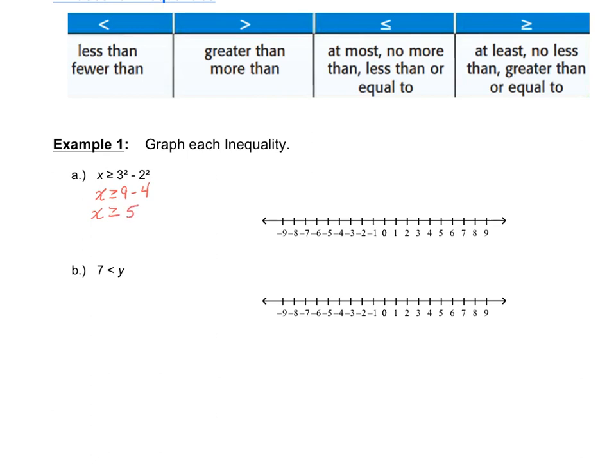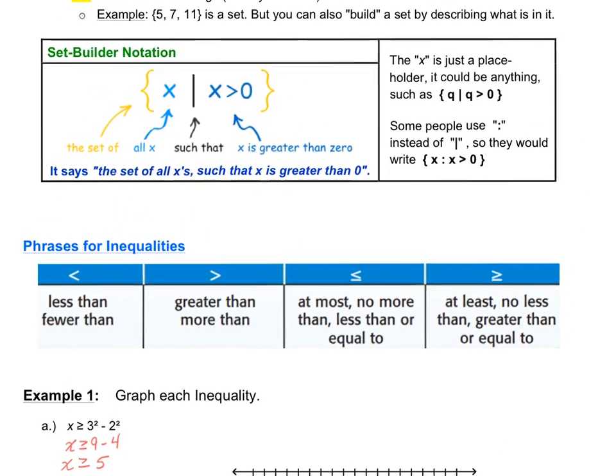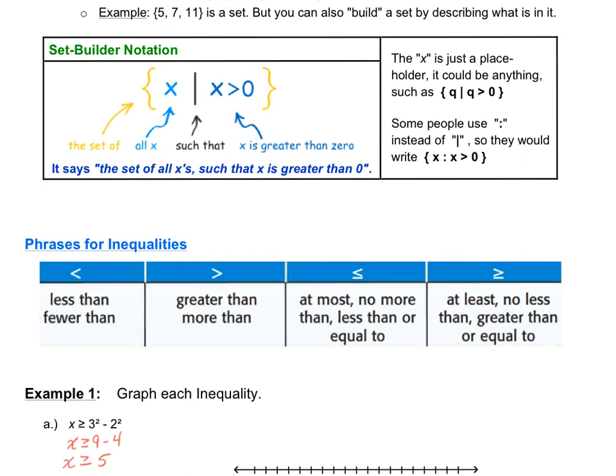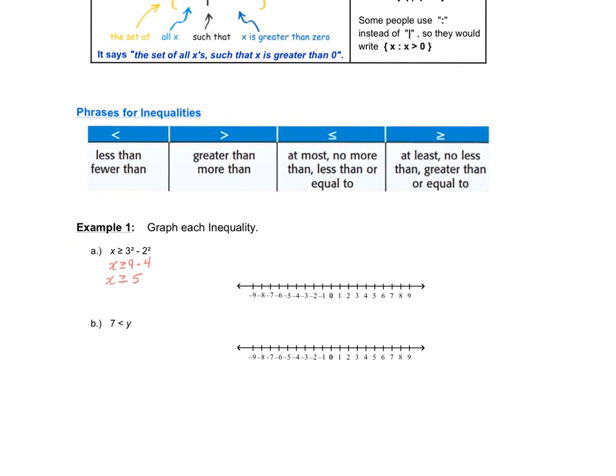Okay, so if I go back to my set builder notation here, it says that we write our answer, the set of all x's such that, this line means such that, x is greater than 0. So your answer that we normally get when we solve goes here, but we're saying for all x's, that's true. So the set of all x's such that x is greater than or equal to 5.